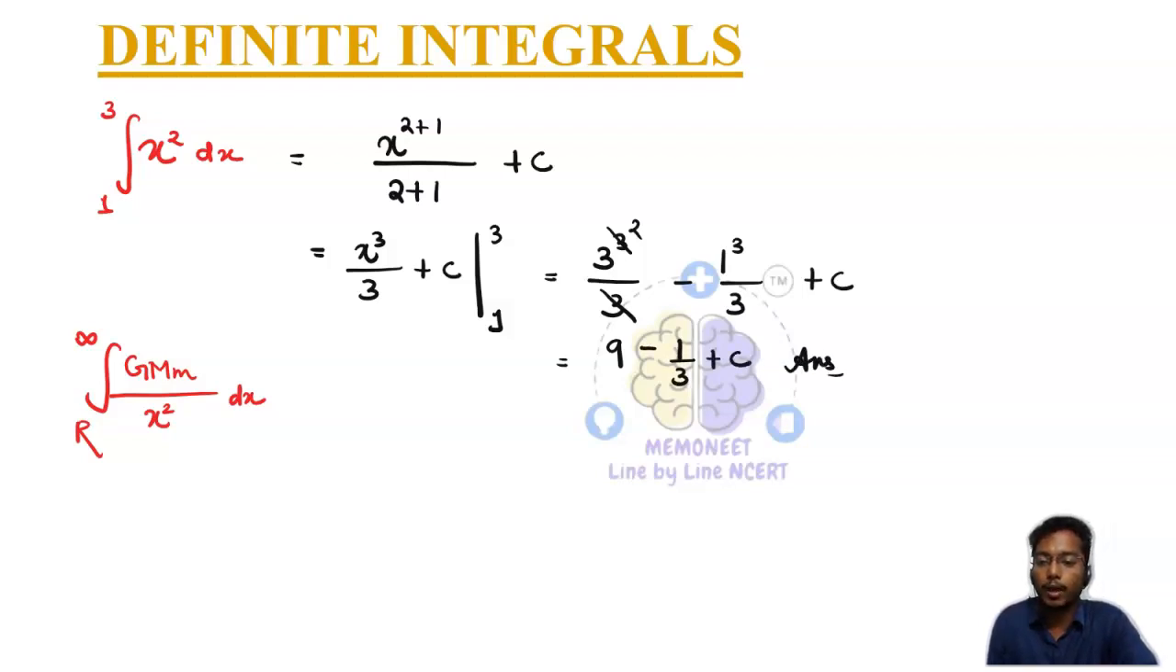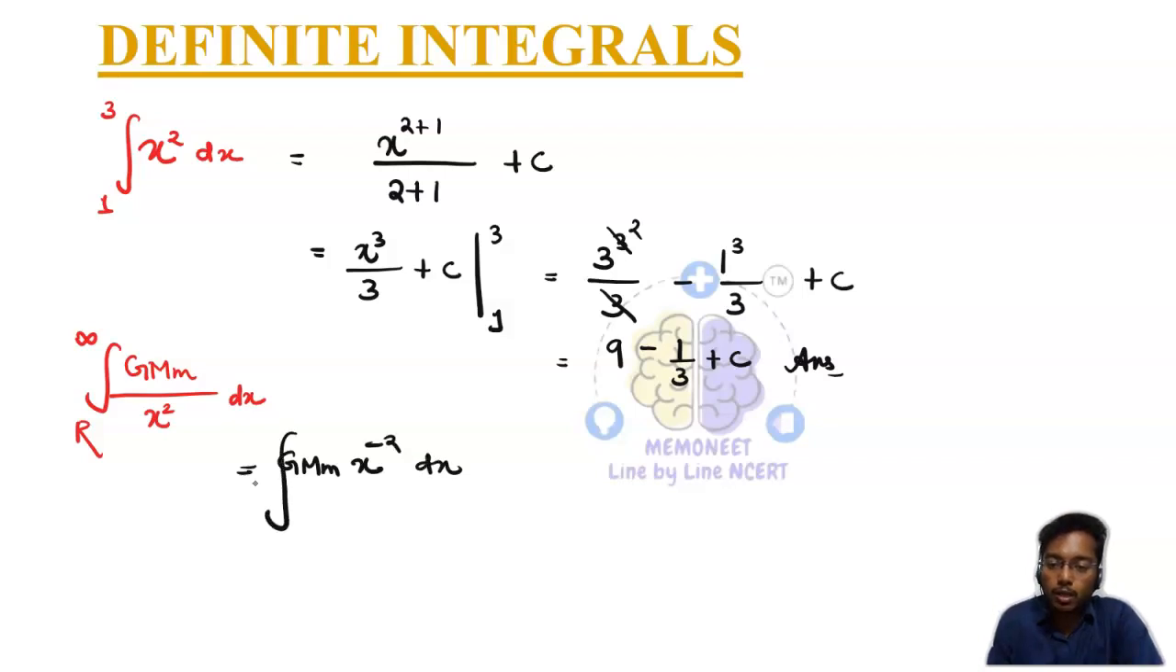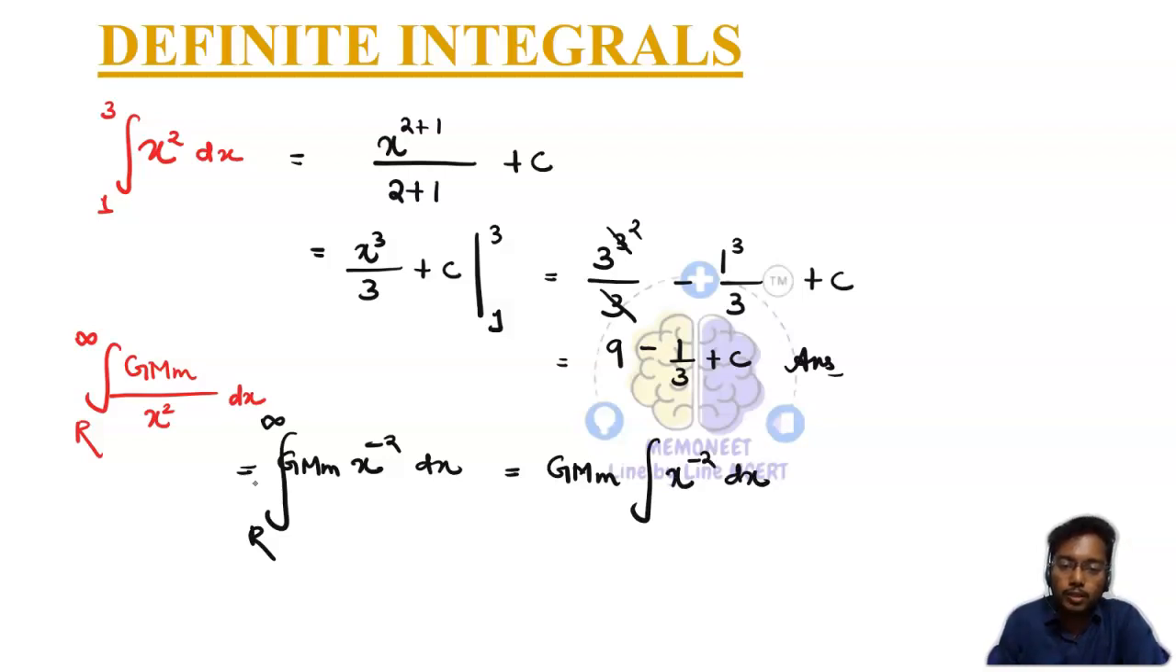Then the integral of GM upon x square dx. We can write GM into x to the power minus 2 dx, integrated from R to infinity. GM will be common, then x to the power minus 2 dx from R to infinity. The integration of x to the power minus 2 will be x to the power minus 2 plus 1 upon minus 2 plus 1, varying from R to infinity.